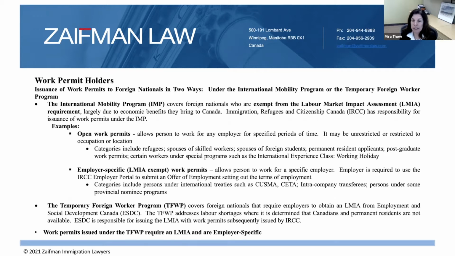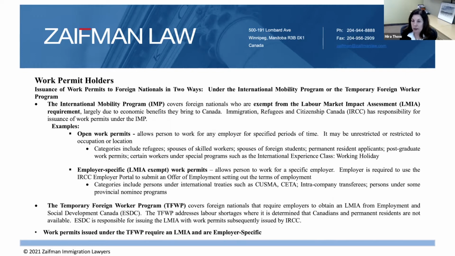Foreign nationals who hold work permits under the International Mobility Program will hold one of two types of work permits. They can either be open work permits. Open means there's no restriction on who the employer is. If the work permit says it's open, it will allow that worker to work for any employer. Another type of work permit that can be issued is the employer-specific work permit.